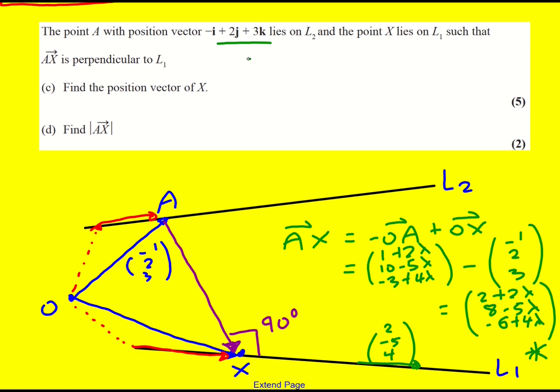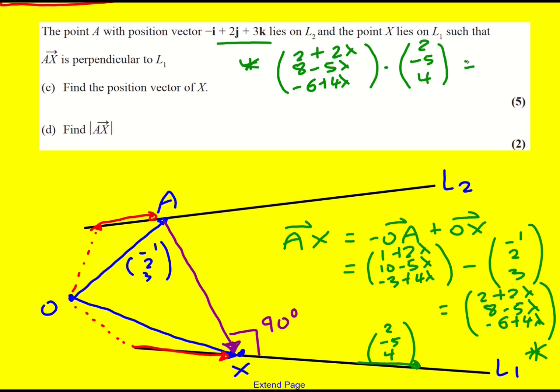So carrying on at the top, I can now say, this is still part C, that this vector 2 plus 2 lambda, 8 minus 5 lambda, minus 6 plus 4 lambda. Again, if I take the dot product, remember AX is perpendicular to L1, so if I take the dot product with the direction vector, then I'm going to get 0, since AX is perpendicular to L1.